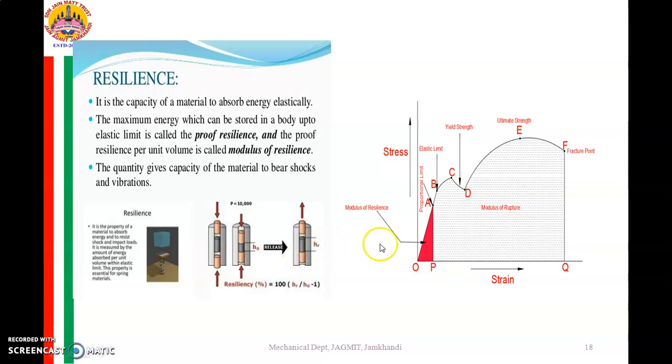The same is shown in the stress strain diagram. Here the area under the stress strain diagram within the elastic limit is the resilience. So the resilience can be determined with the help of the stress strain diagram.